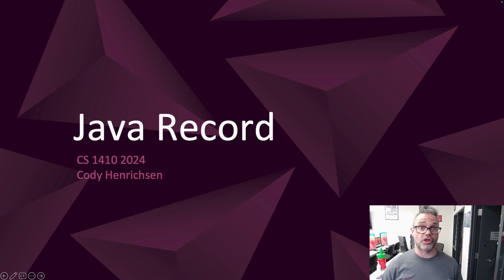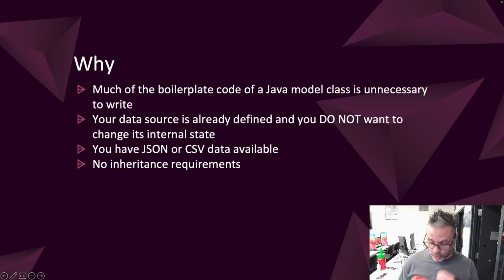Welcome. Today we're going to talk about one of the new cool types in Java since Java 14, the Java record. It's a great way you can work with data and do some cool stuff with that. Why do we have a Java record?